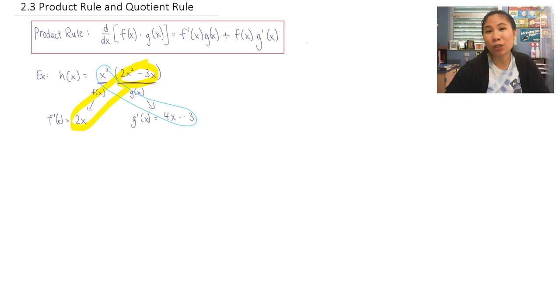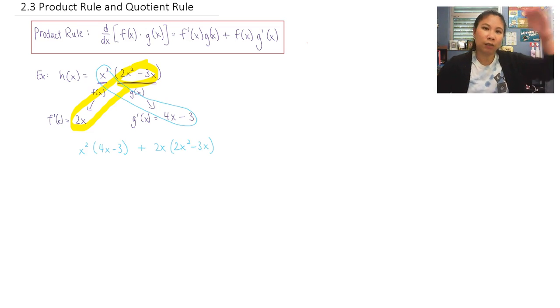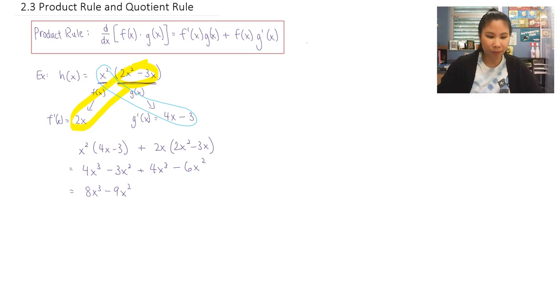It doesn't matter which order because we're adding, so we can do either thing first. I'll go x squared times 4x minus 3, plus the 2x times 2x squared minus 3x. Just following along the x. Then simplifying that out, I end up with 4x cubed minus 3x squared plus 4x cubed minus 6x squared. Combining like terms, I end up with 8x cubed minus 9x squared.